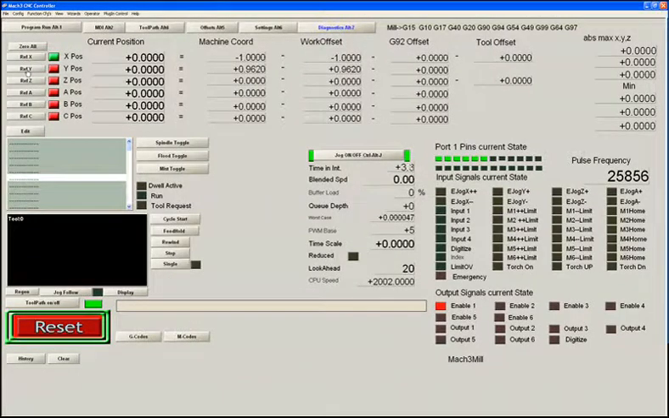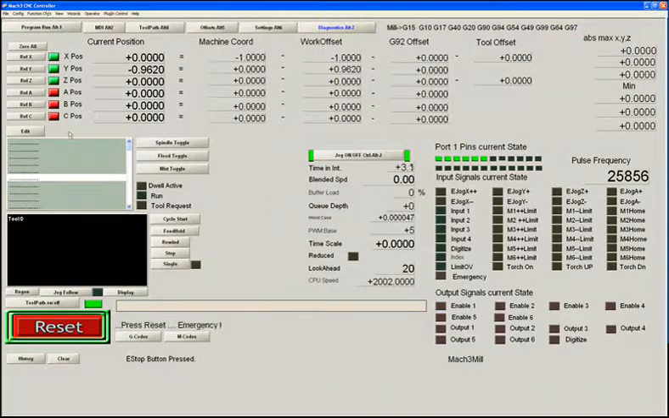If we go to reference the Y axis, it will now begin to move, and it will stop when it hits its switch. Same thing for the Z. It will move, and then it will stop. That's really all there is to making sure most of your switches work.